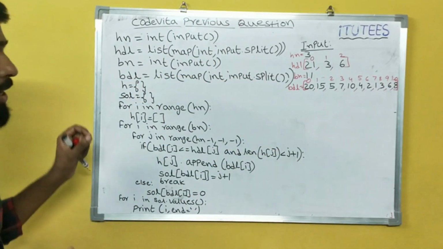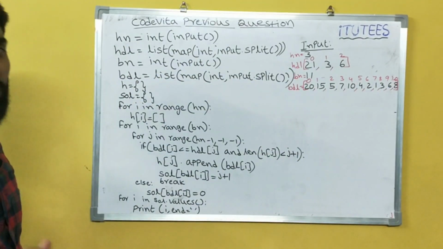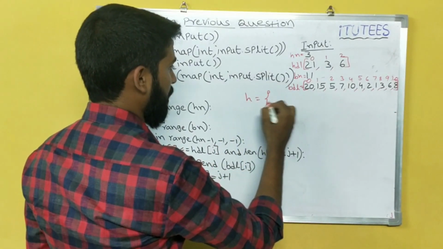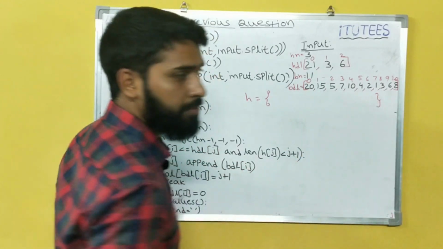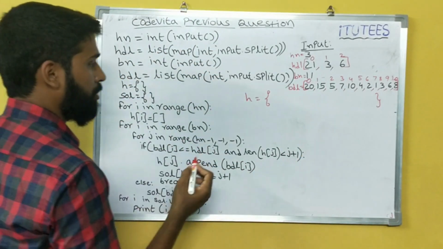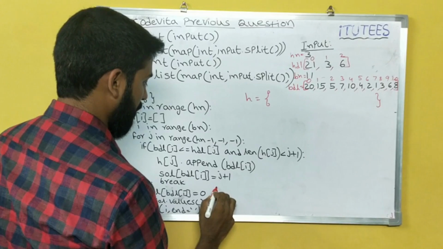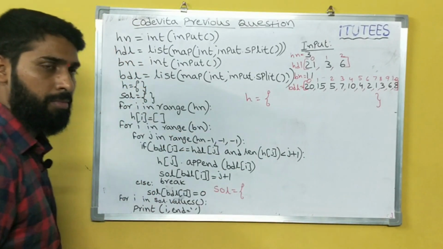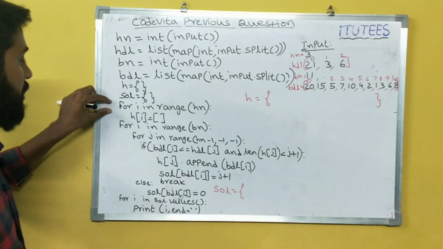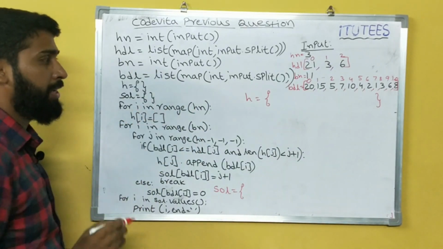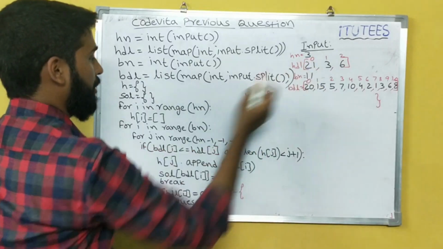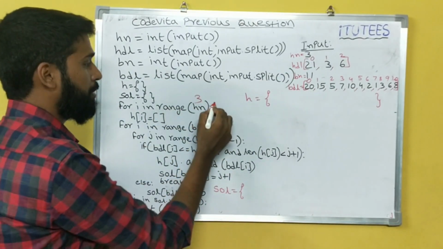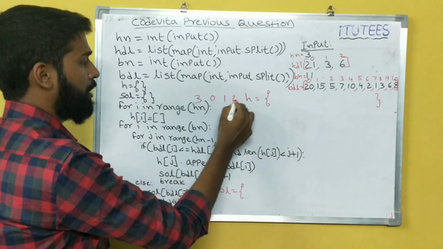Okay. Already discussed that I am taking 2 empty dictionaries. One is H. Another one is solution, to store the solution. Okay. Next instruction, for I in range of Hn. What is Hn? 3. So range of Hn means range of 3. That means 0, 1, 2.